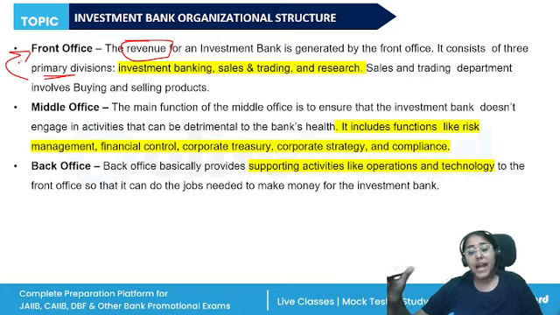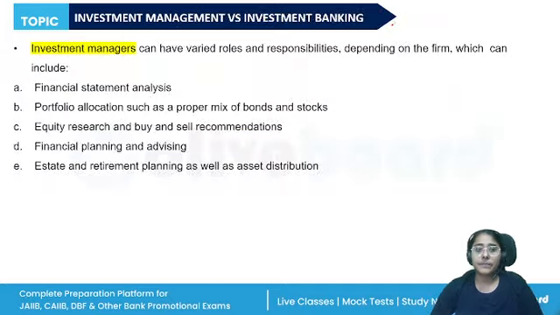And finally, back office is the part that stays behind the curtain and provides supporting activities like operations, technology, so that the jobs that are needed by the front office to perform and make money for the investment bank, they can perform them with ease. So that is the back office. And this topic is very important. Definitely, in every cycle, the institute asks us questions.